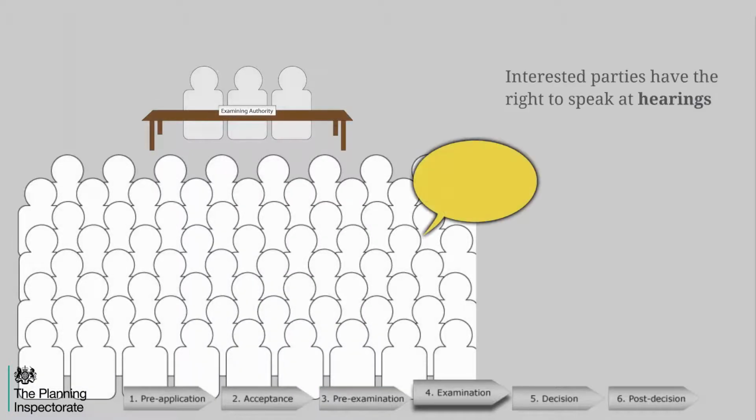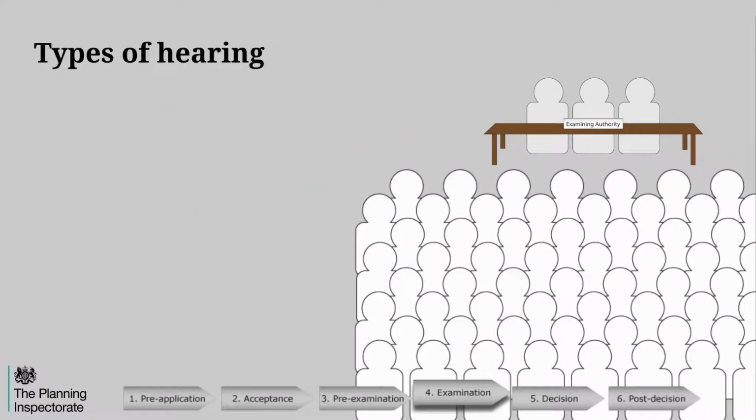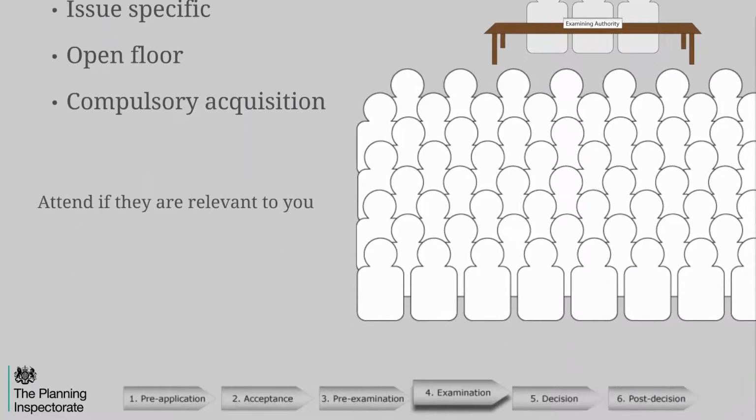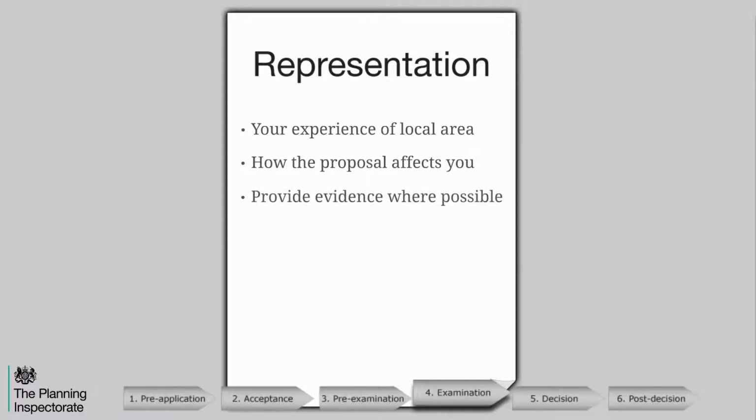As an interested party, you will also have the right to speak at hearings and submit a written summary of what you have said after the hearing. There are 3 types of hearings that may be held: issue-specific, open floor and compulsory acquisition. You may be invited to and can attend these hearings if they are relevant to you. When making a representation, you should base it on your experience of the local area and how you think the proposal will impact on you, and if possible provide evidence to support your submission.